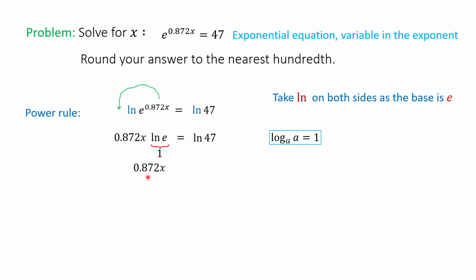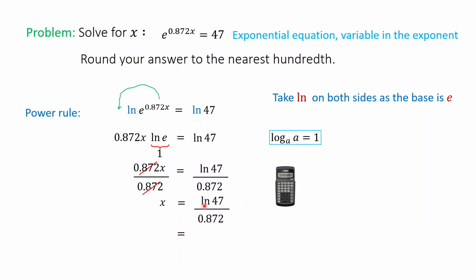Now you have 0.872x is equal to this. Divide this out, you will get x. Cancel. So x is this. Now the question is asking you to round the answer to the nearest hundredth. So use a calculator, find ln 47 and divide that by this. You will get this. Now round this to the nearest hundredth. You will get 4.42. This is the answer.